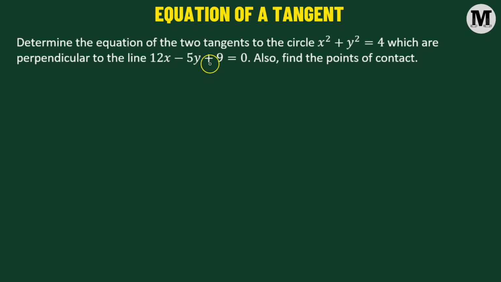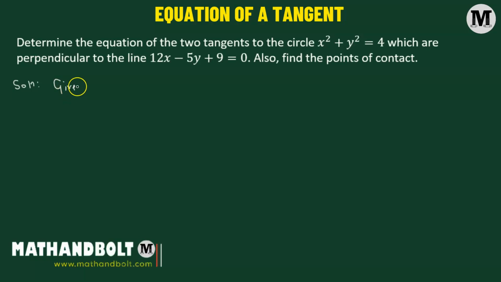Determine the equation of the two tangents to the circle x squared plus y squared equals 4, which are perpendicular to another line whose equation is given to us. Also find the points of contact. Let us begin.